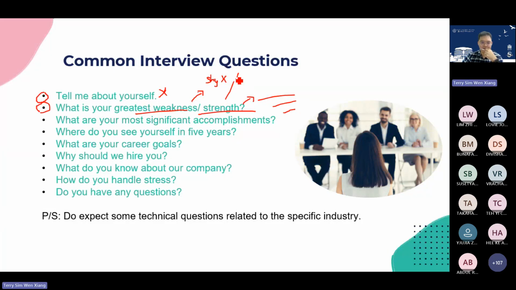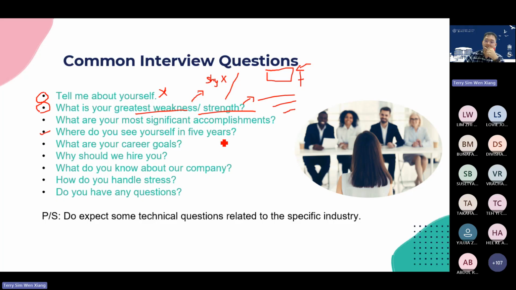So for weakness, what we suggest is that you give a weakness you have right now, plus you are currently studying something or changing something for it. Then they can see that you are currently improving yourself. And then I think this will also be very important. What do you see yourself in 5 years?